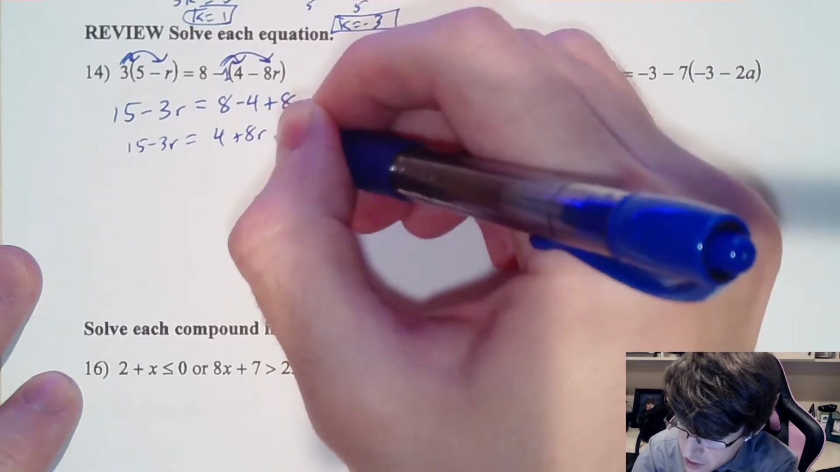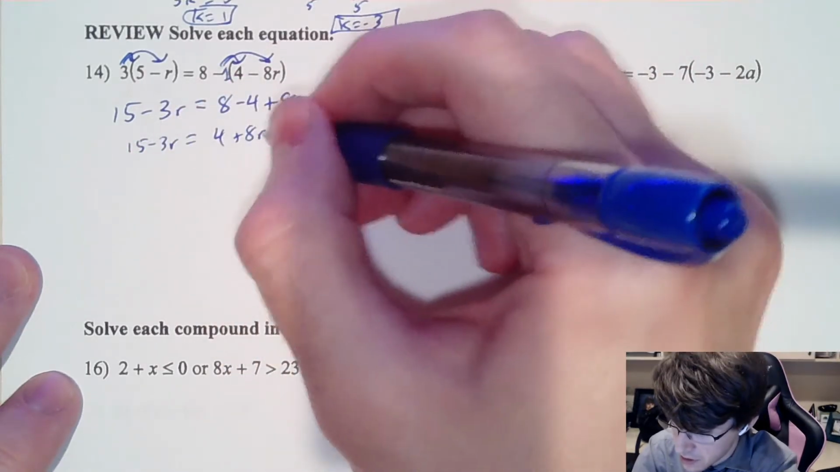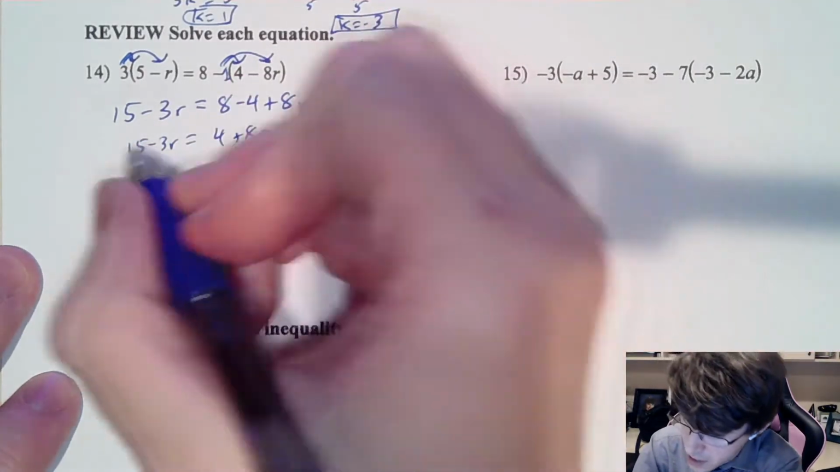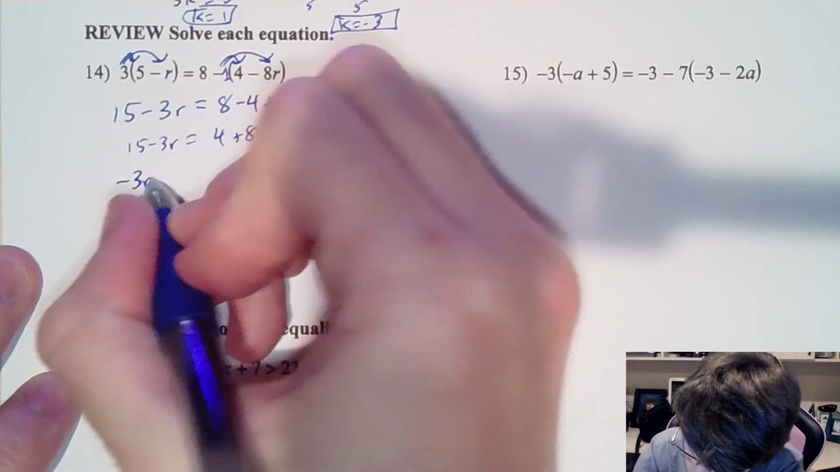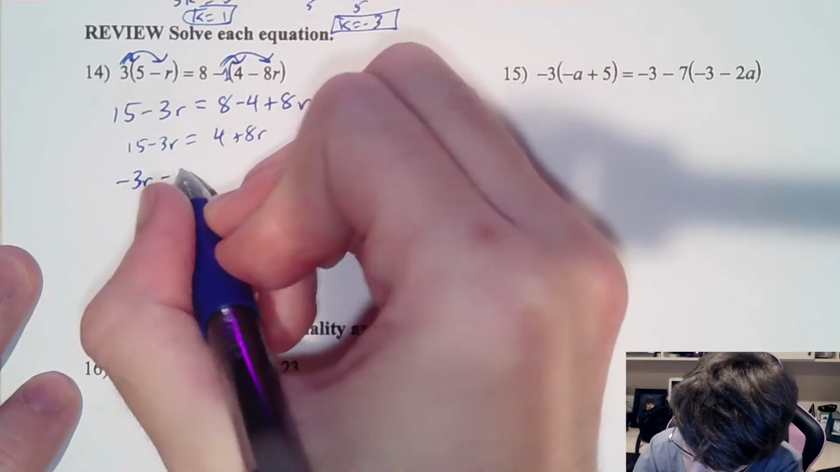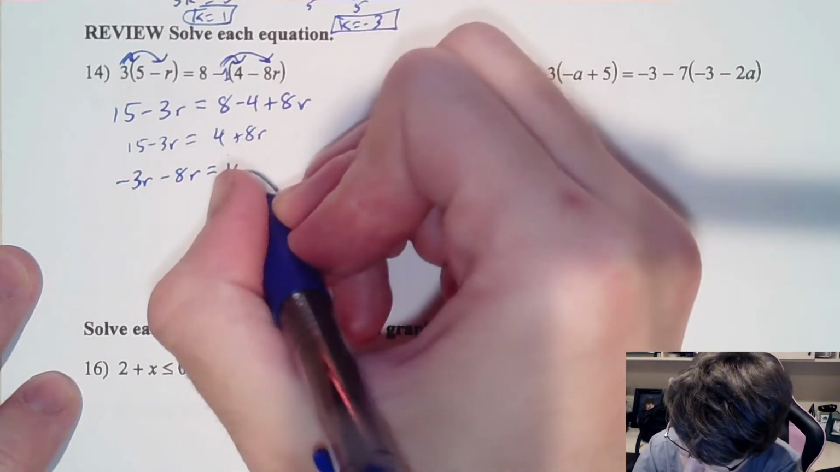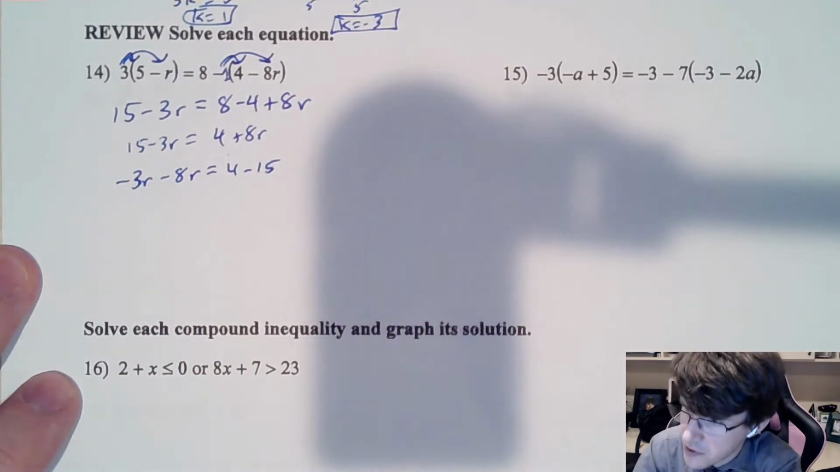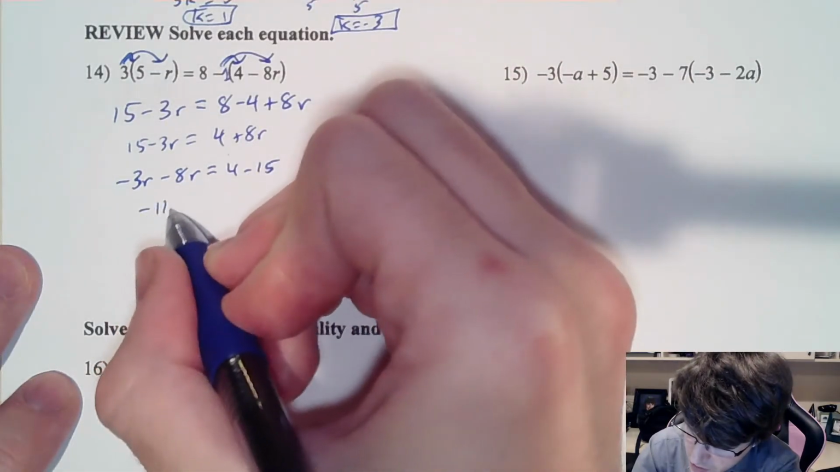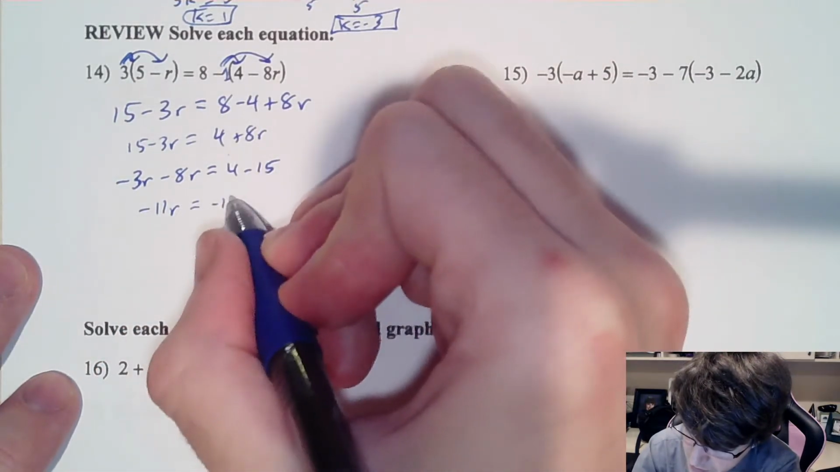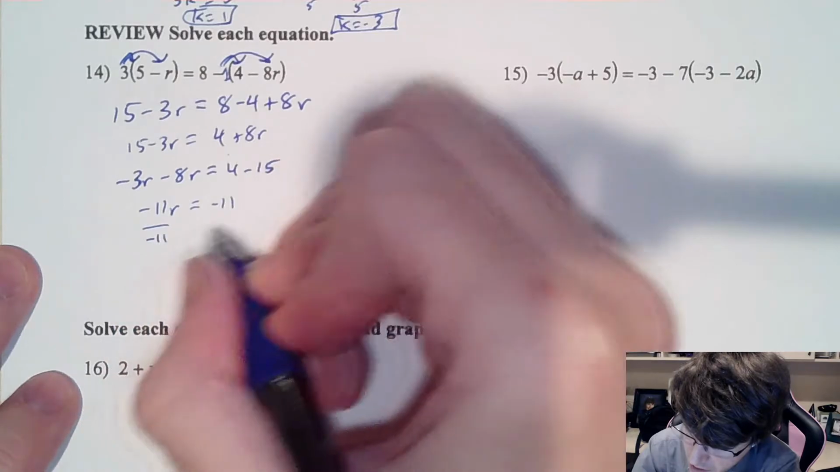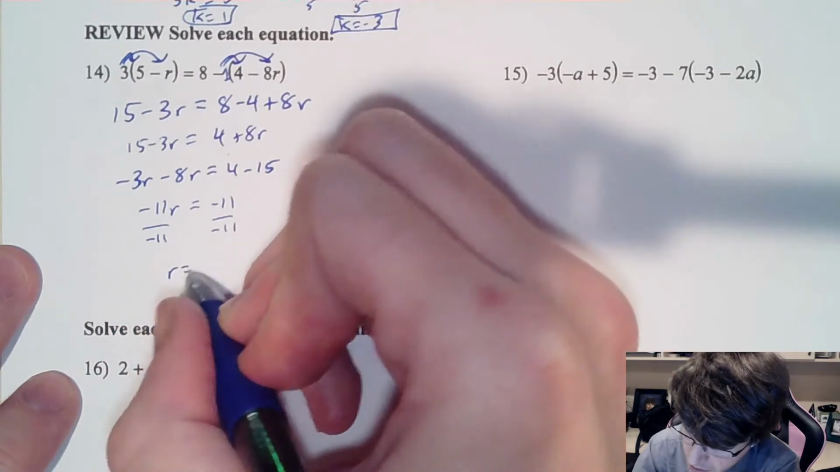We're going to move all the stuff with an r to the left, all stuff without an r to the right. So the negative 3r is copied. That 8r is moved to the left and becomes a negative 8r. That 4 is copied, and that 15 is moved to the right, becomes a negative 15. Add like terms. And divide both sides by negative 11. Get r is equal to 1.